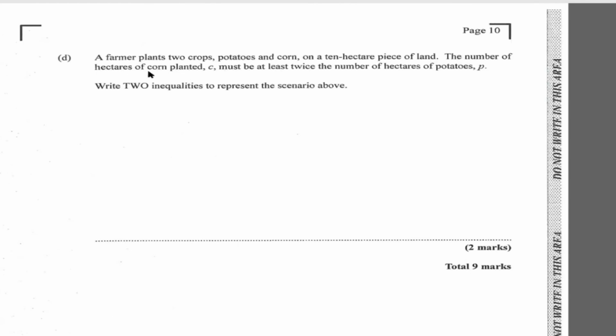Now listen to what this question said. It said the number of hectares of corn planted, C, must be at least twice, so C must be double the number of potatoes. So the first inequality is that they're telling us the corn is double the number of potatoes. So corn is equal to 2p. That's all they're saying.